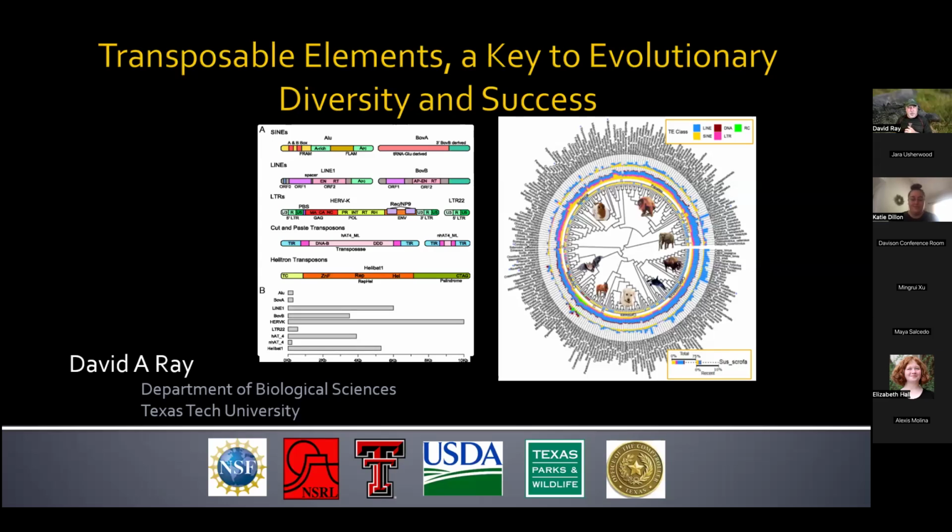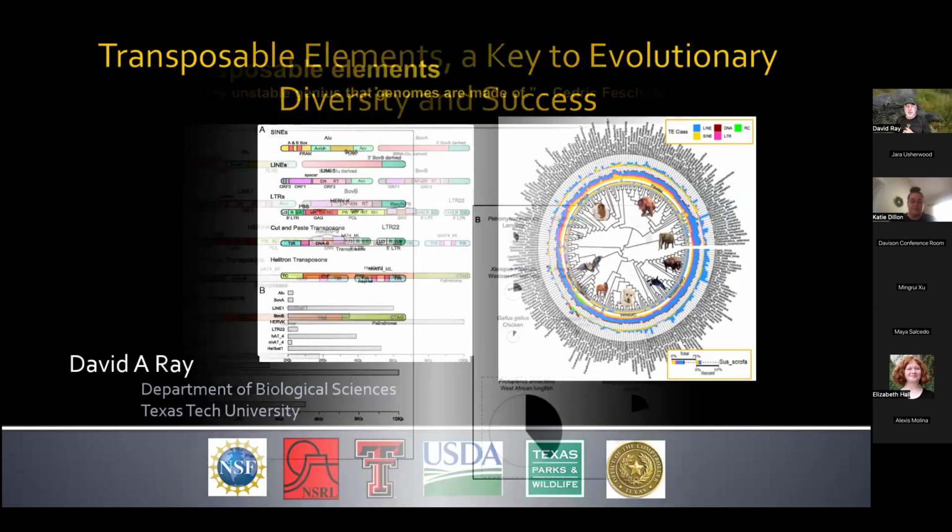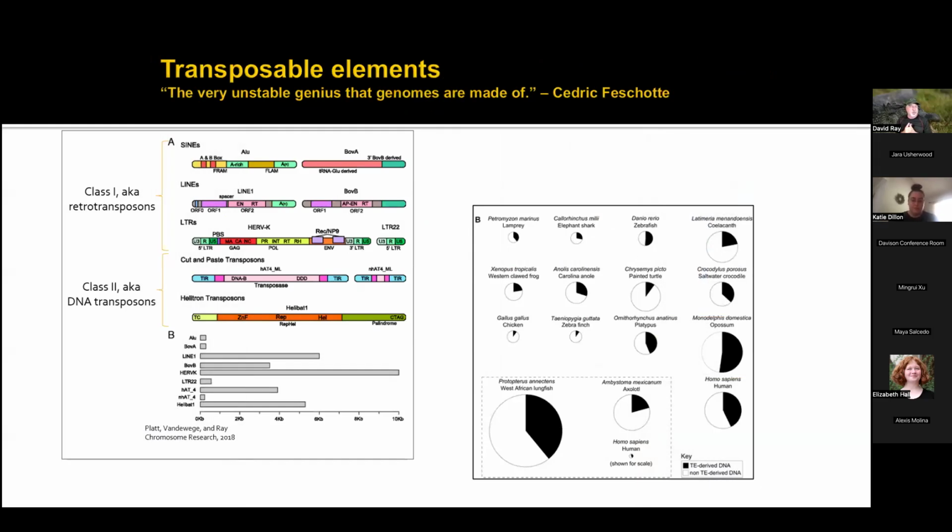So I'm going to go through and talk a little bit just to introduce people to transposable elements if they don't know them. I'll shorten this down to TEs because it's just easy and that's what I'm used to saying. But transposable elements have been described by a friend of mine as the very unstable genius that genomes are made of. And in my opinion, he's absolutely correct here. They have a huge impact on genomes and genome evolution. And they come basically in two flavors.